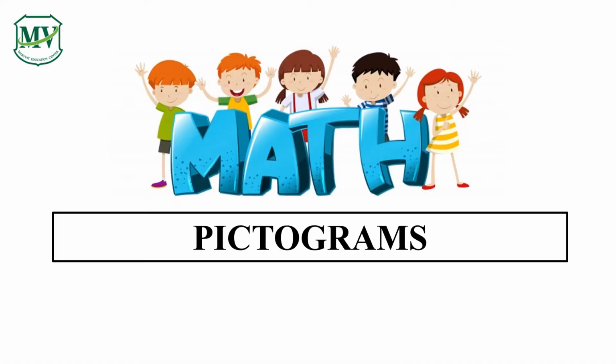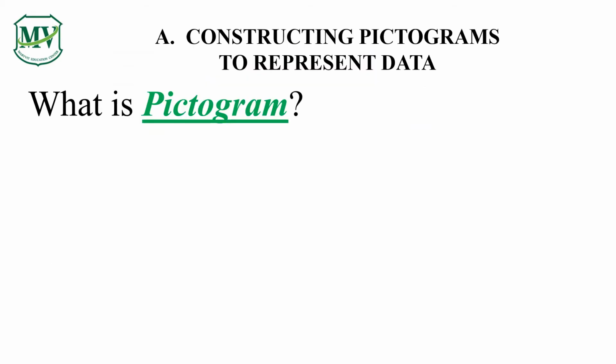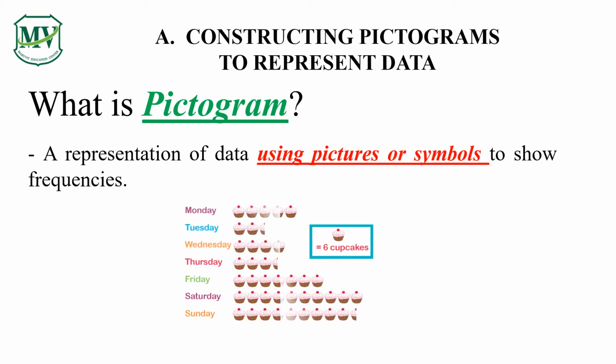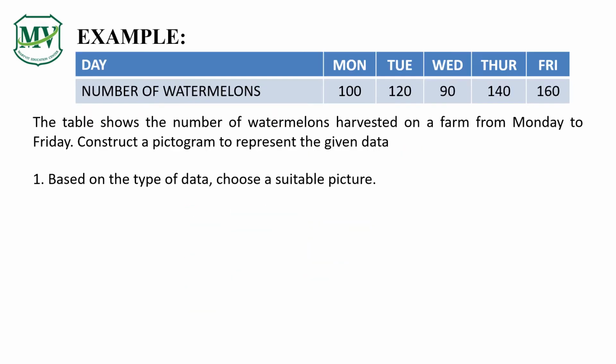Now, let's talk about pictograms. What is a pictogram? A pictogram is a representation of data using pictures or symbols to show frequencies. This is an example of a pictogram. Now, I'm going to teach you how to construct a pictogram. Example, the table shows the number of watermelons harvested on a farm from Monday to Friday. Construct a pictogram to represent the given data.